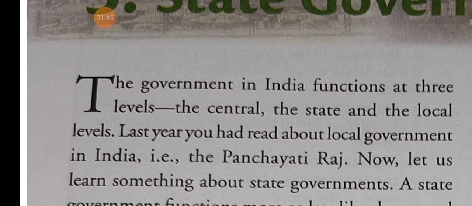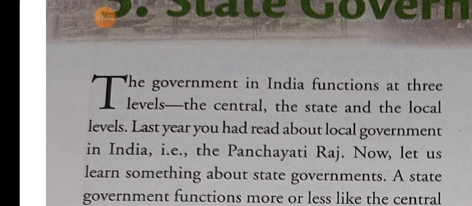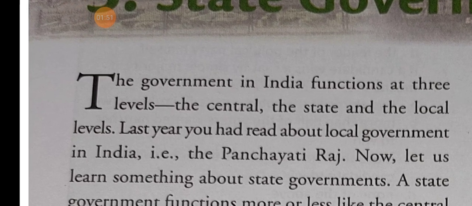Now in India also there are three levels of the government. How many levels of the government are there in India? There are three levels of the government: the central level, the state level, and the third one is the local level. So the Indian government functions at three levels: at the central level, at the state level, and at the local level.